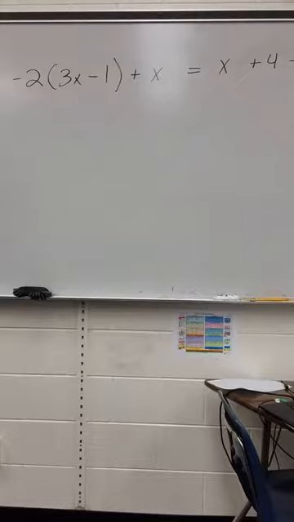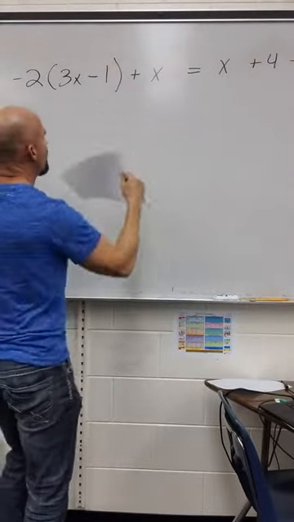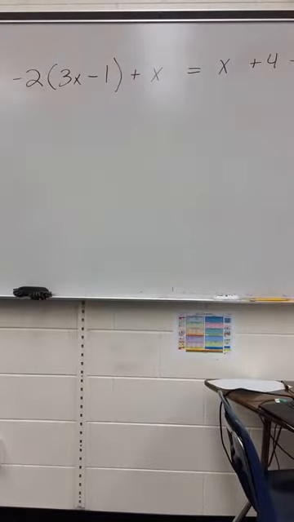So our first step, we're going to just look at the left side, and we're going to see, do we have step number one? Do we need to do the distributive property? Do we? Yeah, we got parentheses, right? That's your first clue. And we've got parentheses. So let's do the distributive property.